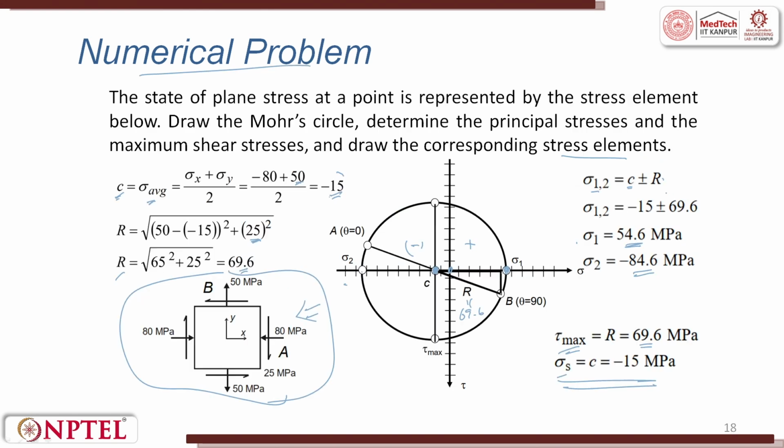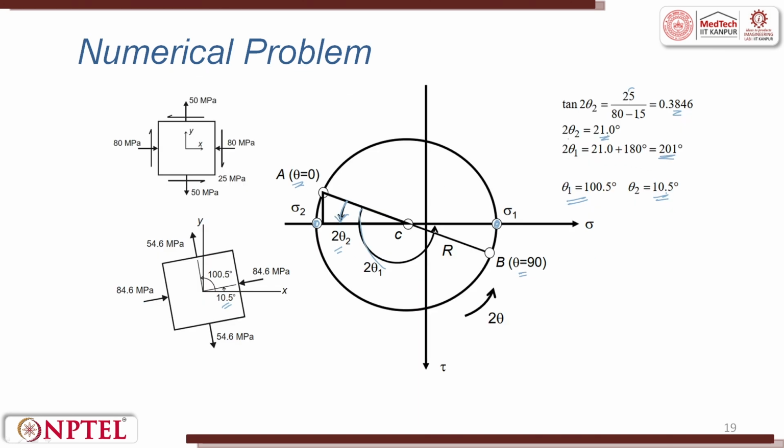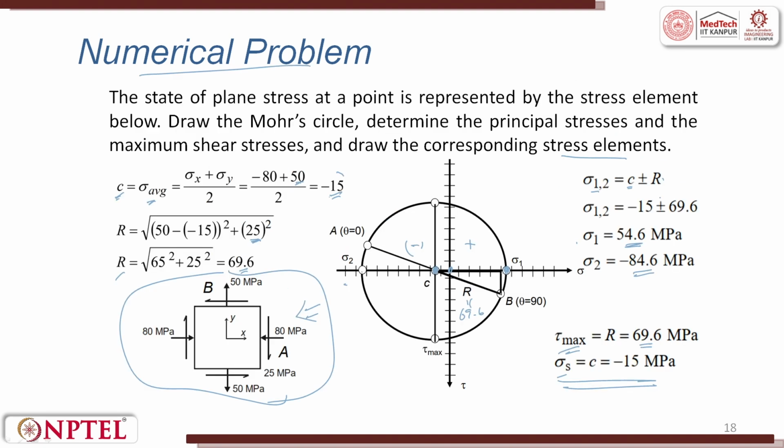So, here what we did is we found out the theta with which it is rotated, theta 1 and theta 2. So, in the examination you will be given an element, you will have to draw the Mohr circle diagram and figure out, or from the diagram we will ask you to figure out theta 1 and theta 2 or sigma 1, sigma 2 or R.